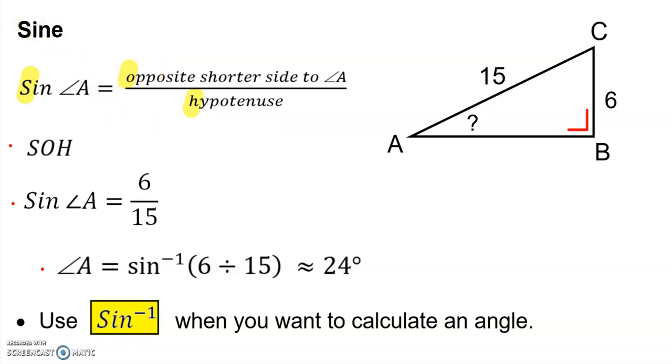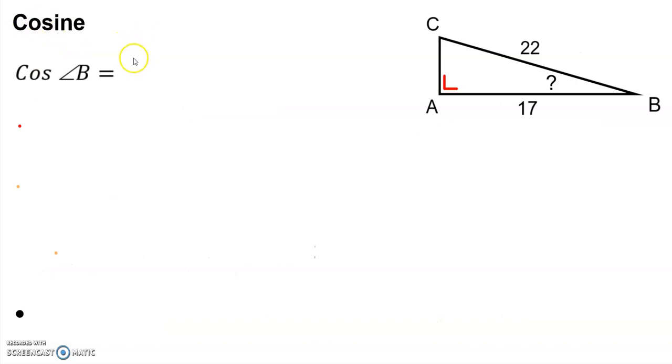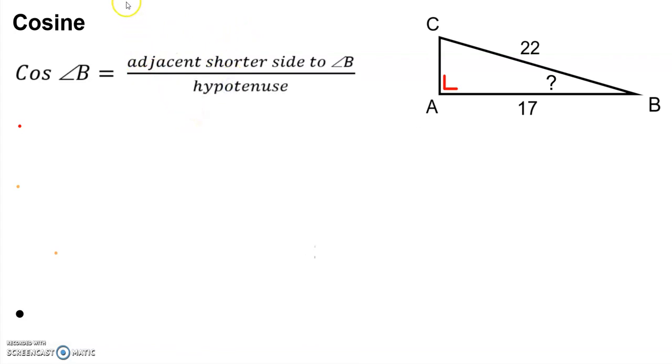But there's a third one, and that one is called cosine. Suppose we have to calculate angle B. What do I know? Suppose you are over here. Then we know this side, AB, and that is the adjacent shorter side to angle B. And we know this 22, and that's the hypotenuse. So the formula for the cosine will be adjacent shorter side to angle B divided by the hypotenuse.